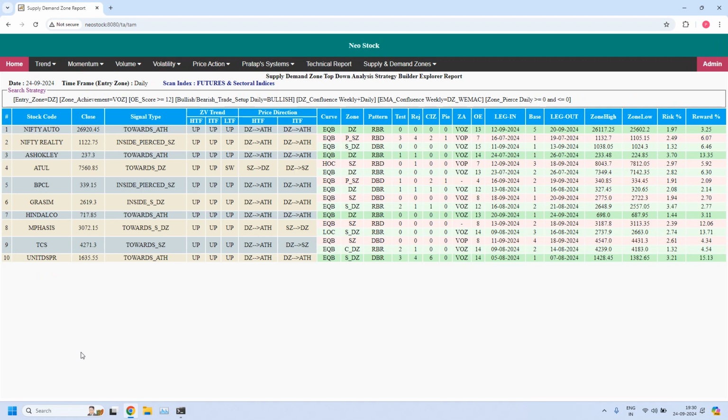So 10 stocks are filtered. Let us look into the next set of the report within this bullish trade setup for monthly income trade. Now let us look for LTF, ITF and HTF demand zone confluence. That means daily should be part of the weekly zone, daily and weekly together again part of the monthly zone.